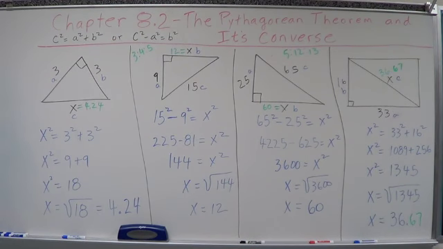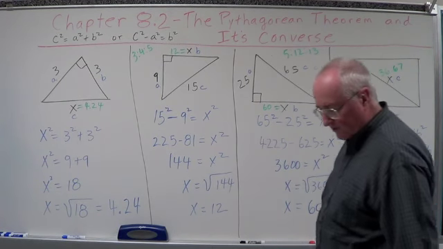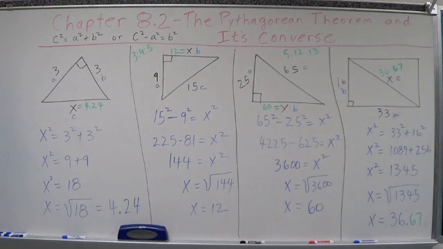Okay? That's how to use Pythagorean Theorem. Now we're going to look at its converse. Basically, given three numbers, three measurements, will they make a right triangle?